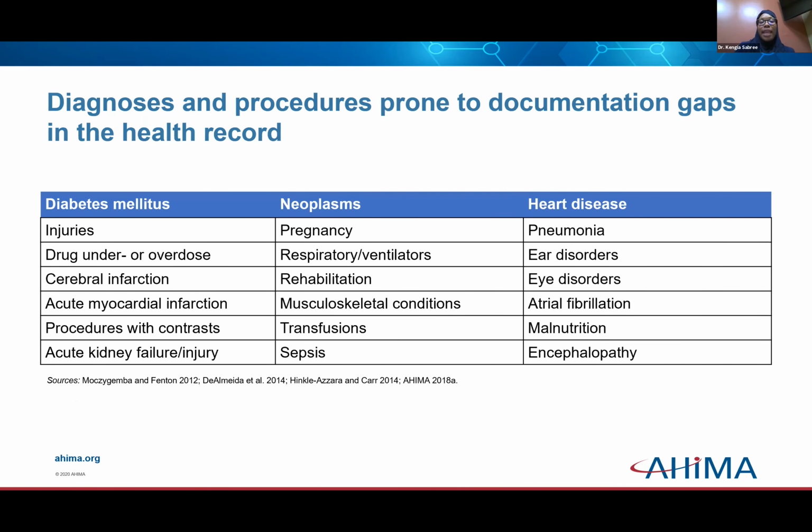So in this table, it outlines diagnoses and procedures prone to documentation gaps in the health record. I specifically mentioned diabetes, but it also outlines neoplasms and specific heart diseases.